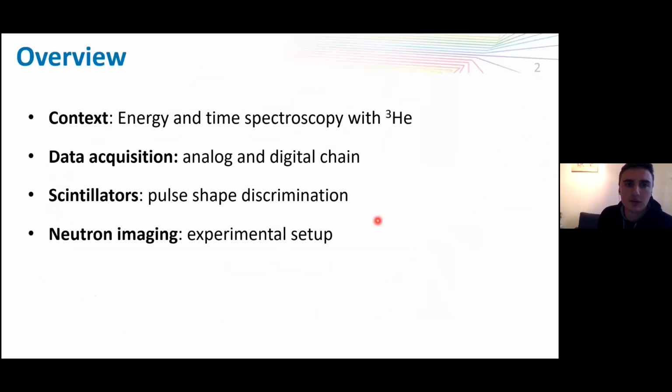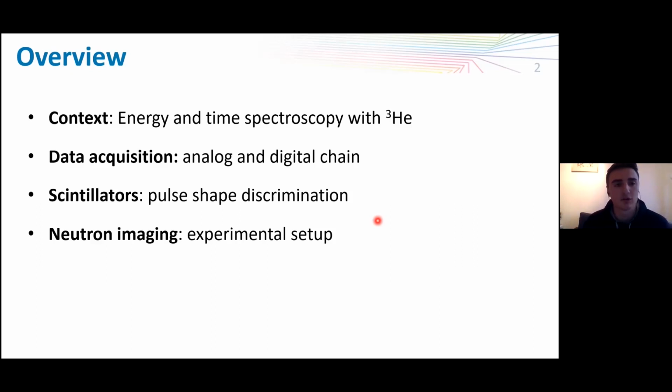So I will be giving a bit of context following what Julien explained about helium-3 proportional counters, and I will be talking about how we can retrieve energy and timing information about those events. And then we will follow up the data acquisition following these detectors, analyzing the analog and the digital chain and trying to make some comparisons with them.